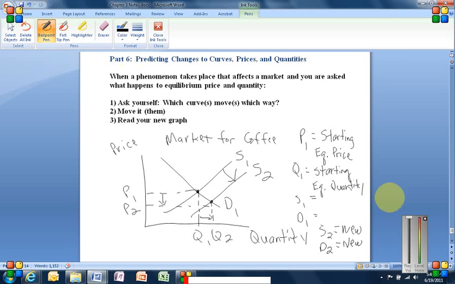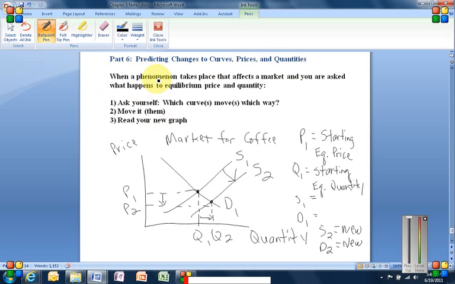But the most important thing is, after you've asked yourself which curve is going to move which way, and then you moved it by drawing that effect, read your new graph and answer the question. If the number of suppliers increases in the coffee market, what's going to happen to the price of coffee? It's going to decrease. What's going to happen to the quantity, the amount of coffee in the coffee market? It's going to increase. Now, as you can guess, there's all kinds of markets, all kinds of factors and situations that could change, but as long as you stick with this brief checklist, ask yourself first, which curve moves which way, move it, actually draw the change, and then read your new graph, you'll be in good shape.